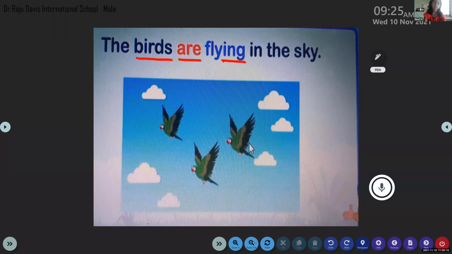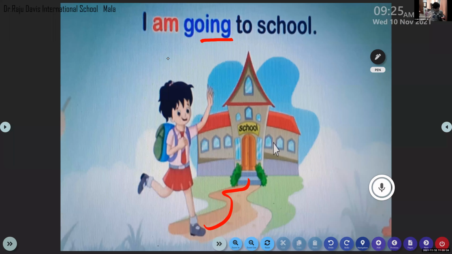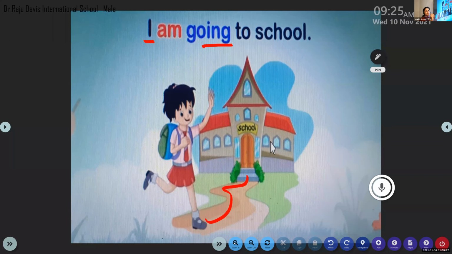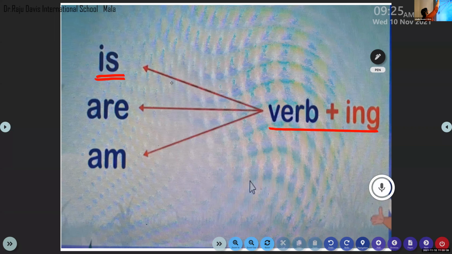If it is I, which helping verb do we have to use there? Am. Yes, I am going. So am, a helping verb, plus the verb plus ing. All of you look at the slide. Now have you understood what we are talking about? We have to add a helping verb, that is, are, am, plus a verb plus ing. That is the form of action in progress. Clear to all of you?